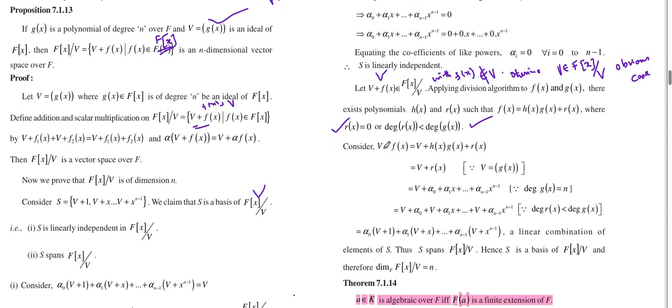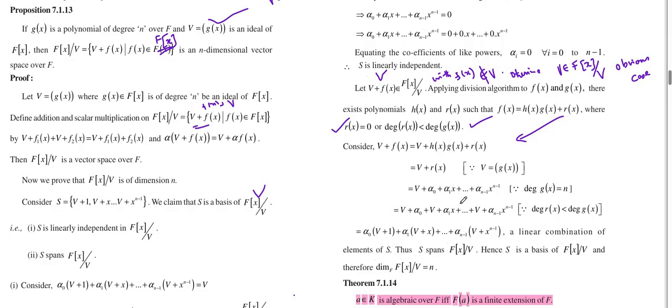So you consider v plus f of x, and that is v plus h of x into g of x plus r of x. From here we have this, and here g of x being a member of v, it will be absorbed by v. So you have v plus r of x. But what is r of x? It's of degree less than g of x. So you take it as, say, some n minus 1th degree polynomial.